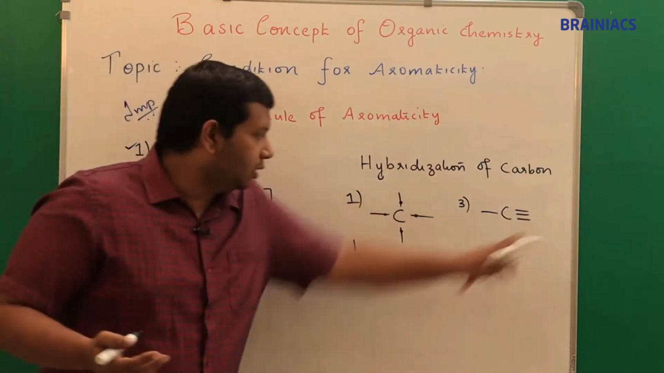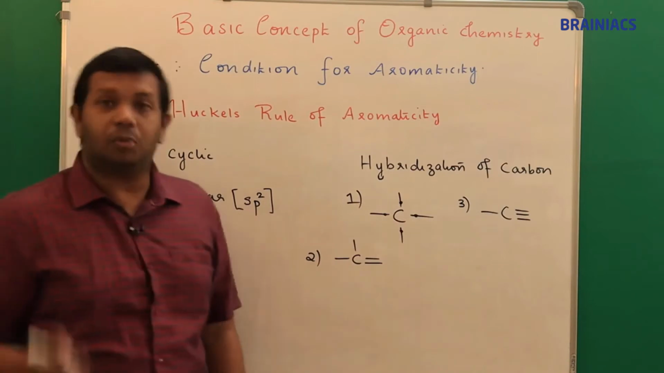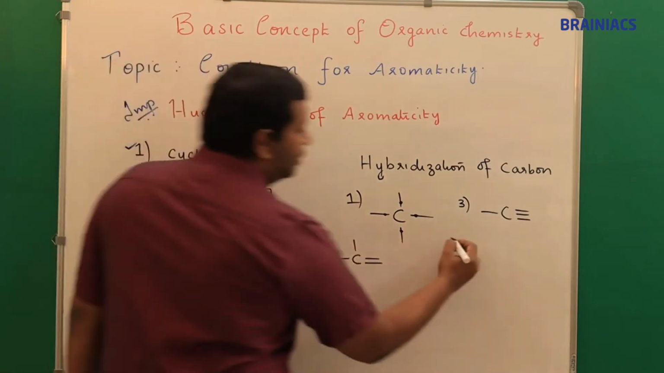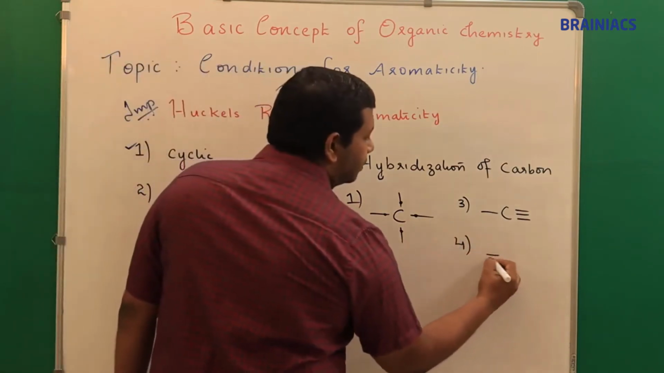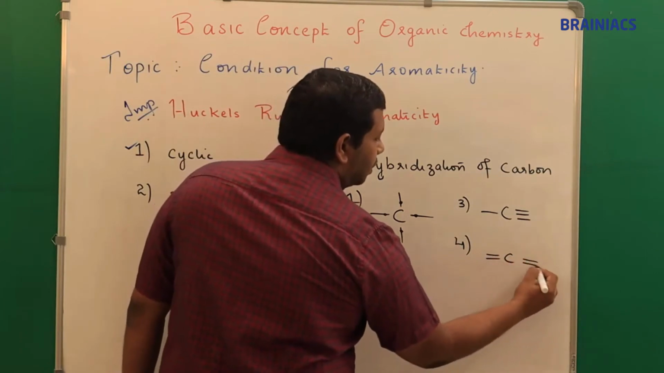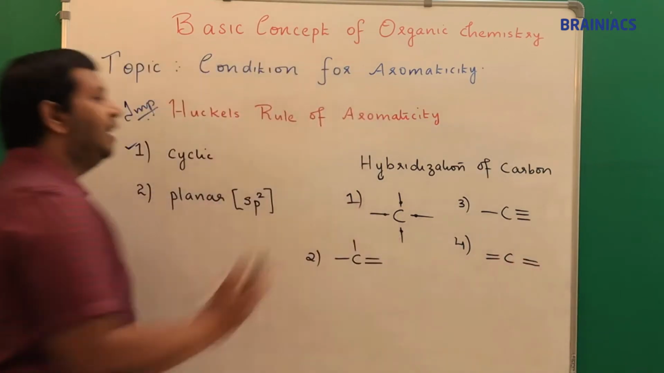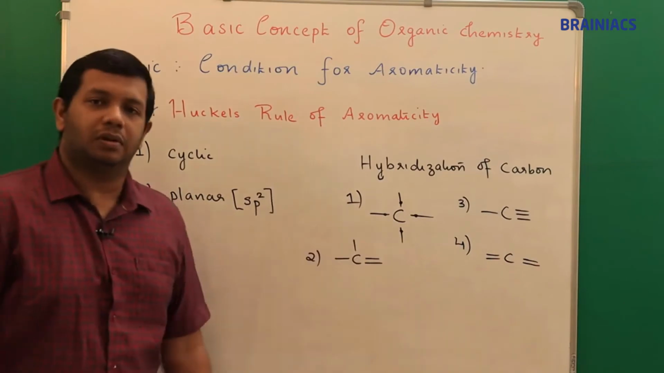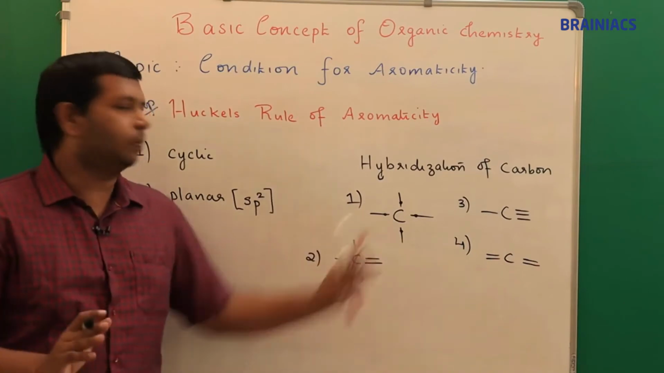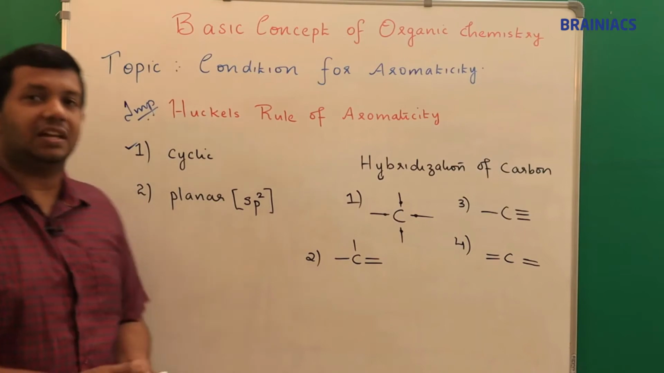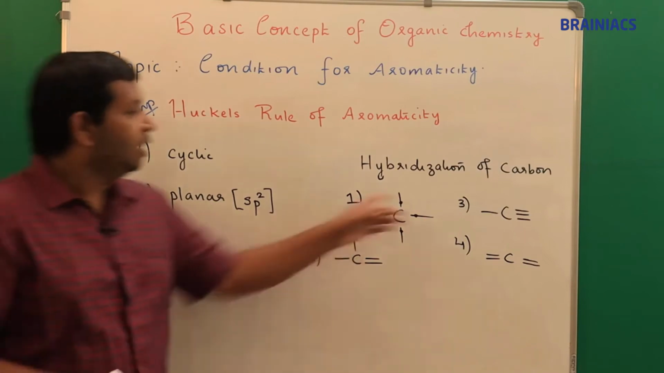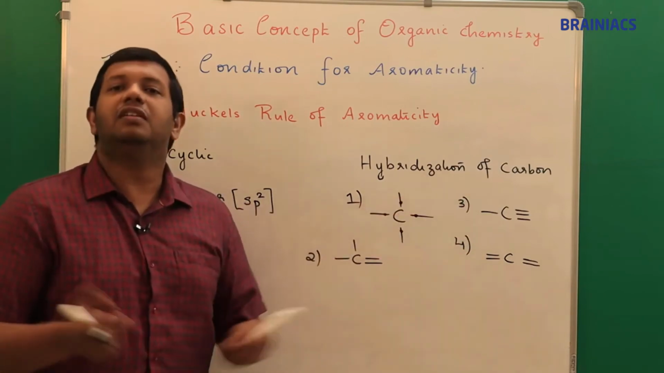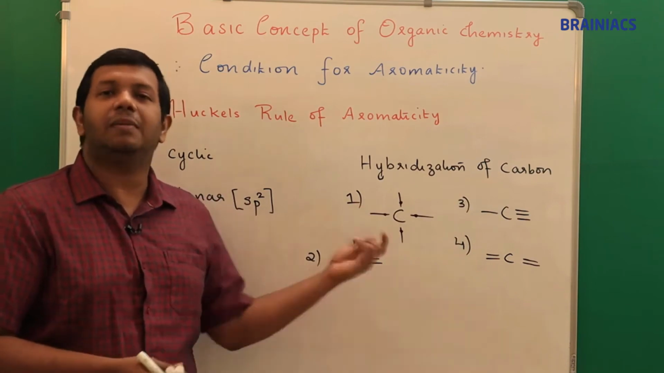This is called a triple bond. This is called a double bond. This is called a single bond. One more possibility is there, that is this one. Correct? Is there any other possibility other than these 4? I am sure these are the 4 possibilities. Now we need to say the hybridization of the carbon in all the 4 possibilities. Then it is very easy for you to identify the hybridization.